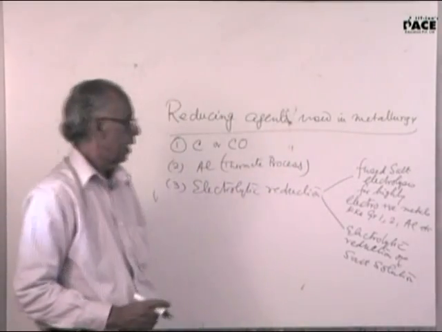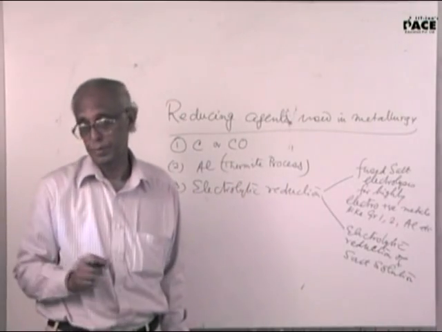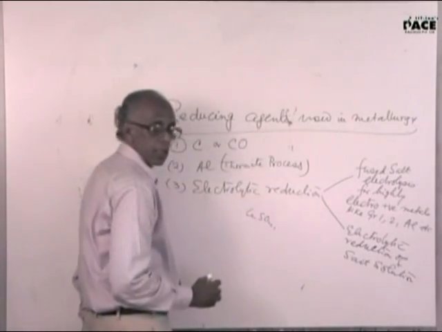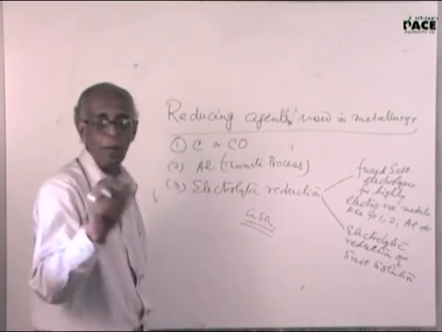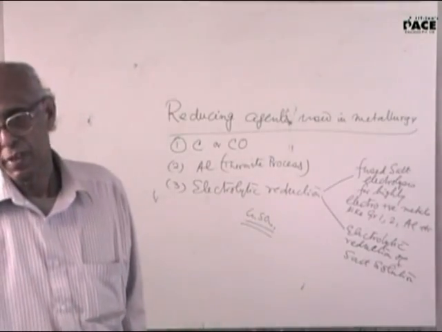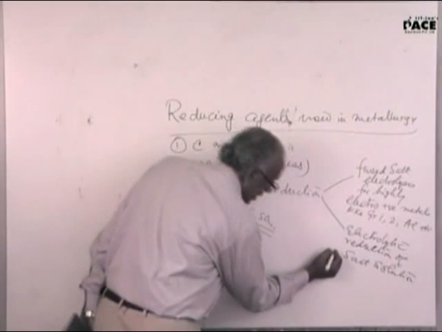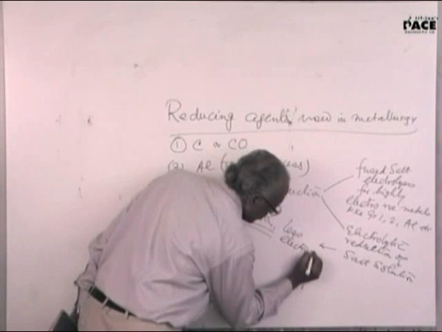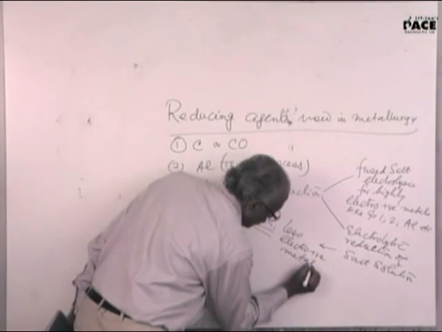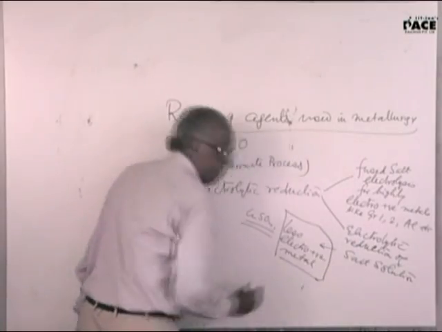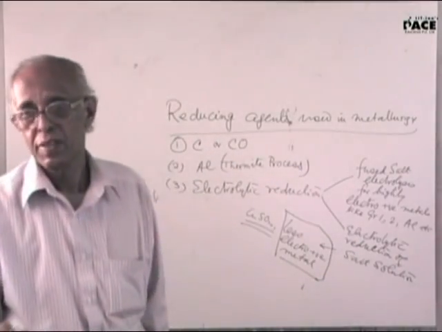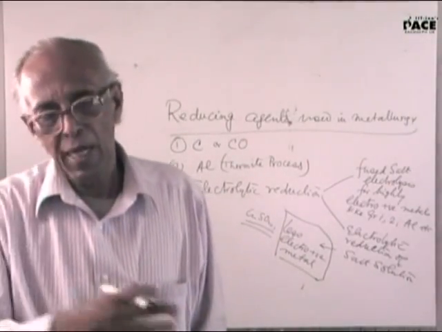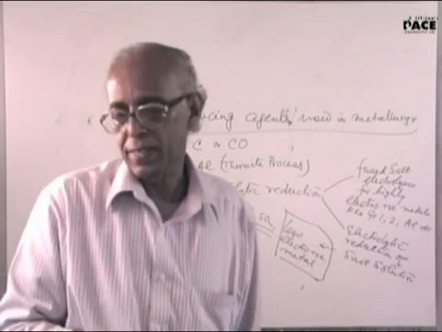The other is electrolytic reduction of a salt solution, like copper sulfate. I can electrolyze copper sulfate to get copper at the cathode, because this is applicable only for less electropositive metals. So if the metal is less electropositive, then you can use a salt solution in aqueous medium. You can electrolyze to get the metal at the cathode.